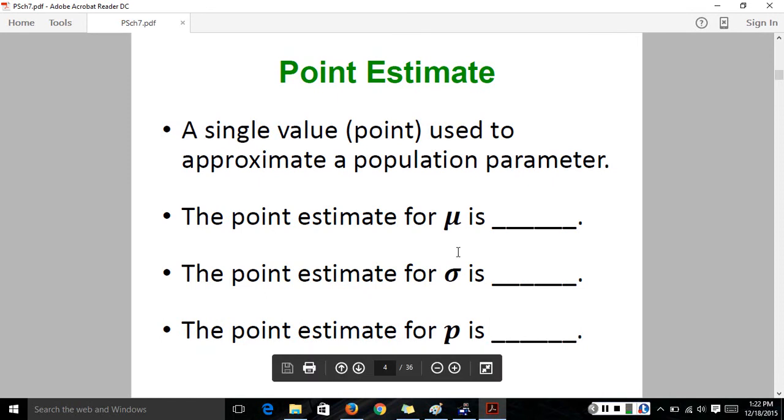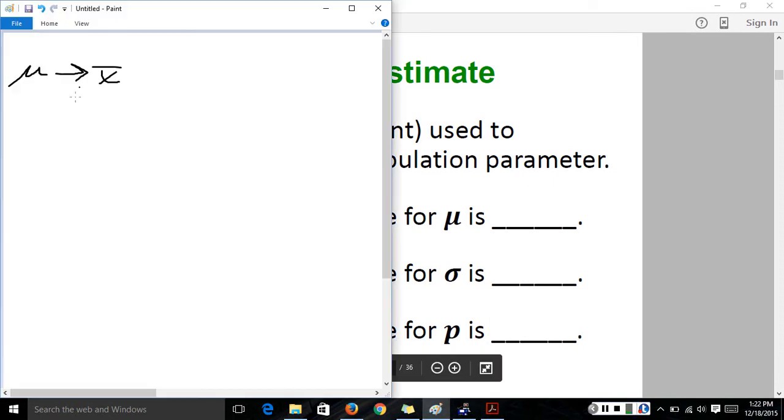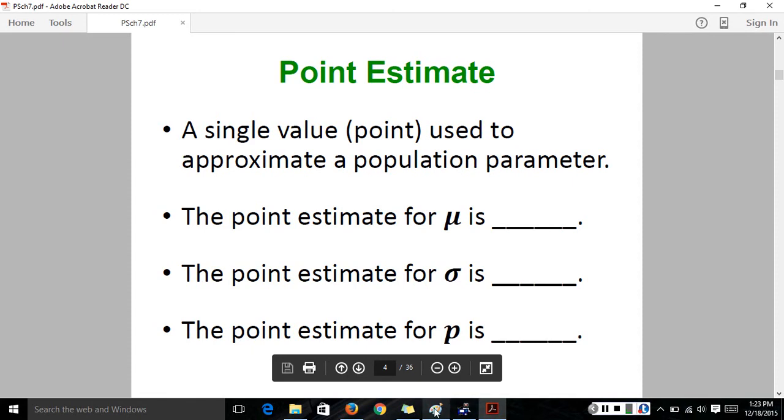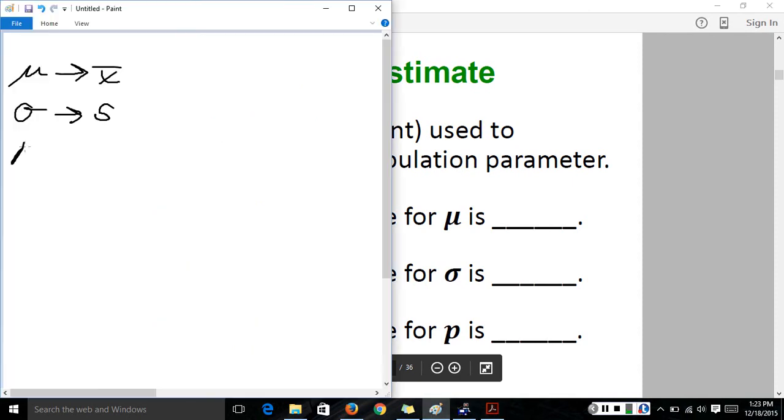The point estimate for sigma, that's the population standard deviation, is the sample standard deviation, s. If I can only pick one number, well then the sample standard deviation is the best one I have. And the point estimate for p, the population proportion, is p hat.